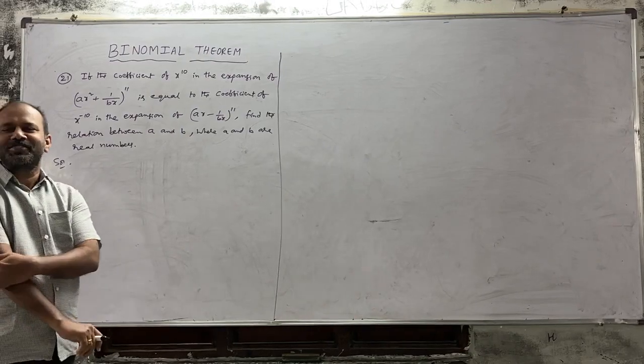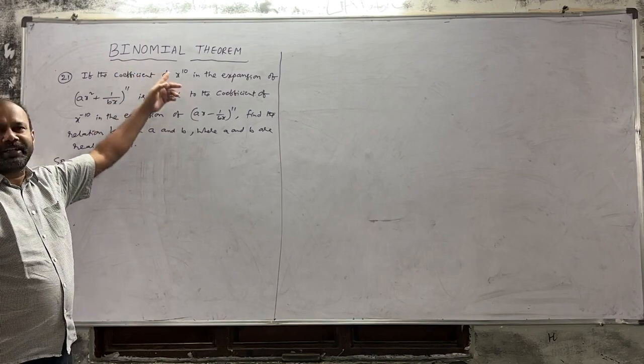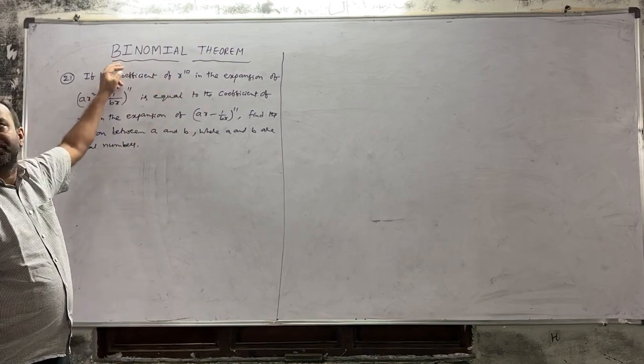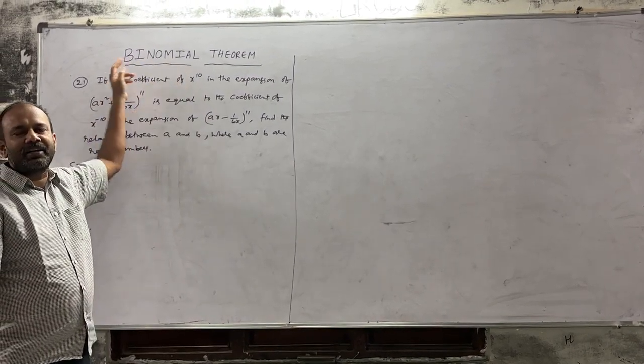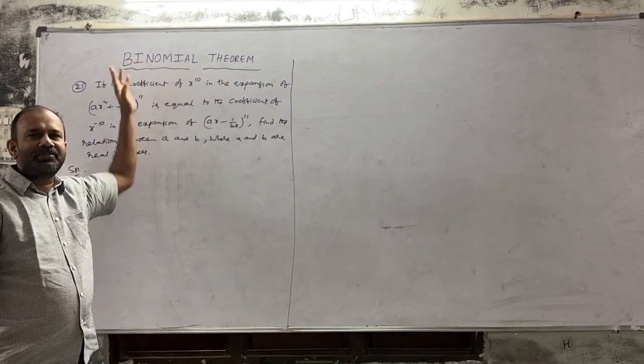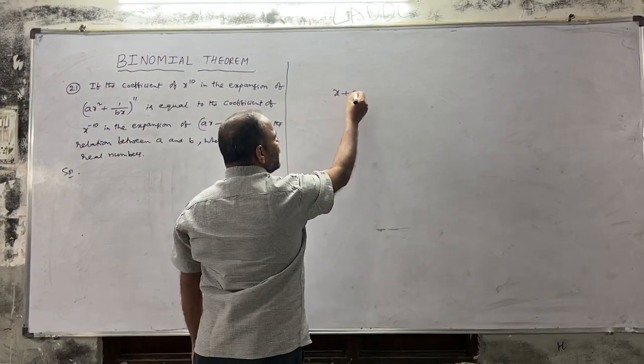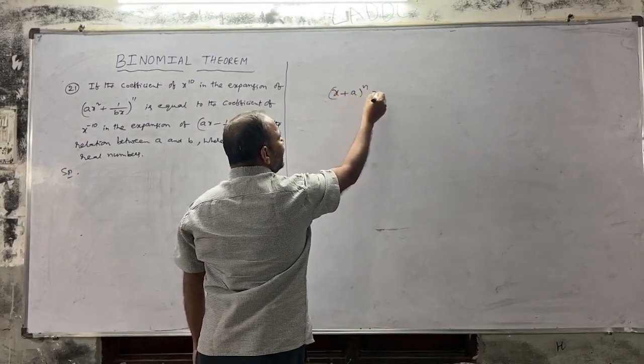Right. Good morning, students. Today our topic name is binomial theorem. Bi means two, nomial means terms, binomial means two terms. Theorem: binomial expansion, two terms expansion. Here the general form is (x + a)^n.